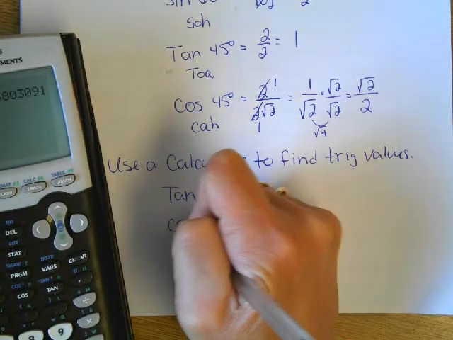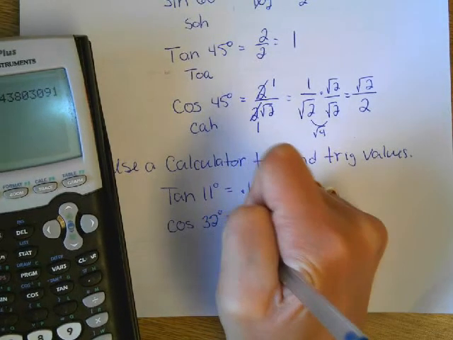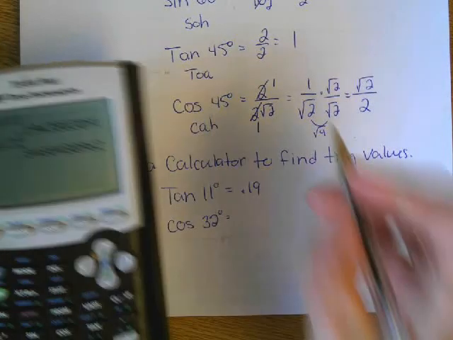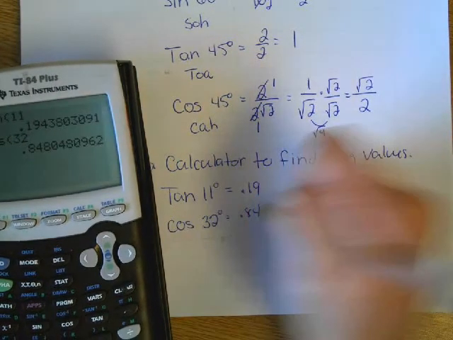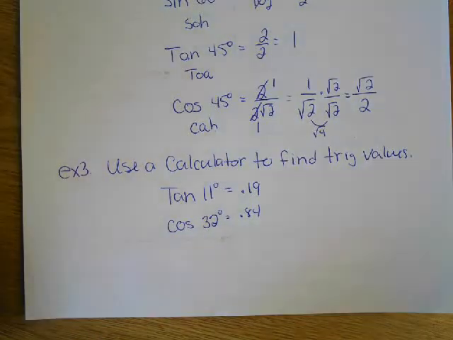If I want the cosine of 32 degrees, it's just a matter of typing in cosine 32, .84. Okay, that's all I need you to be able to do today: identify opposite, adjacent, hypotenuse, give those 3 ratios, and use a calculator to type in and get a ratio. So, that's it for today.